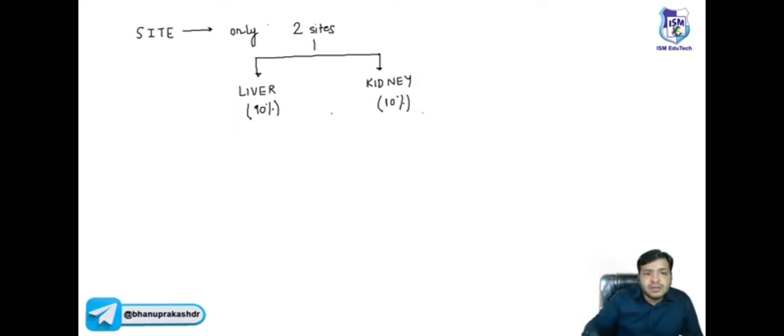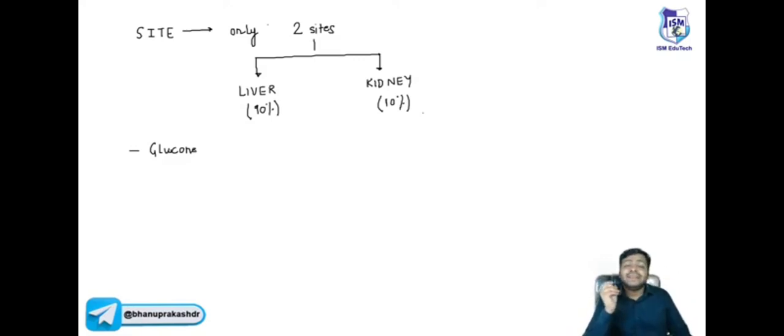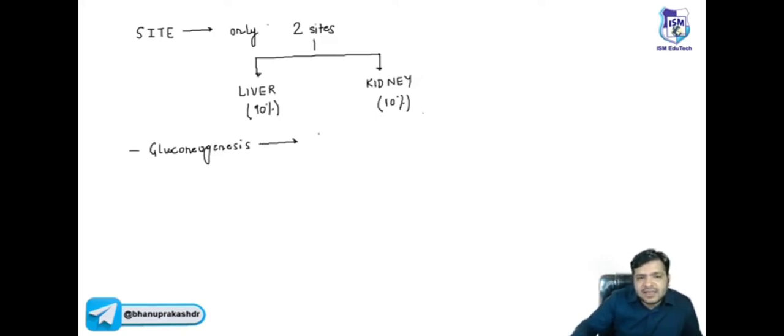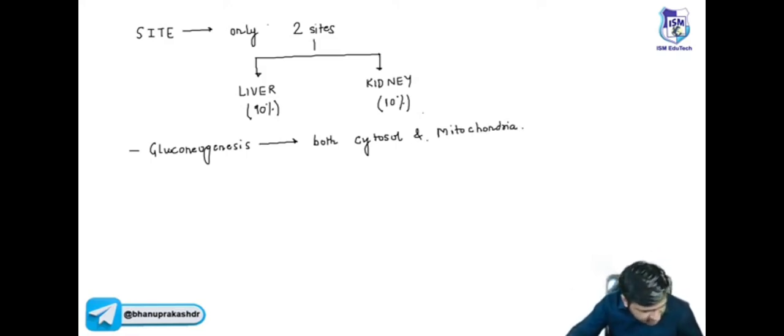Now remember that for gluconeogenesis, can anyone tell me in the chat box, in which part of the cell will gluconeogenesis take place? I want everyone to answer this question in the chat box. It will take place in both cytosol and mitochondria. Yes, Kriti, Yasir, very good. From the exam point of view, 90% is in the liver, and kidney it is 10%. Is it clear, everyone?